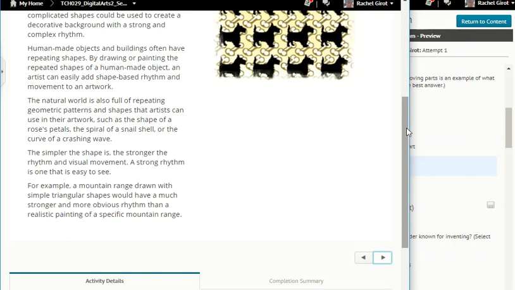A strong rhythm is one that is easy to see. For example, a mountain range drawn with simple triangular shapes would have a much stronger and more obvious rhythm than a realistic painting of a specific mountain range.